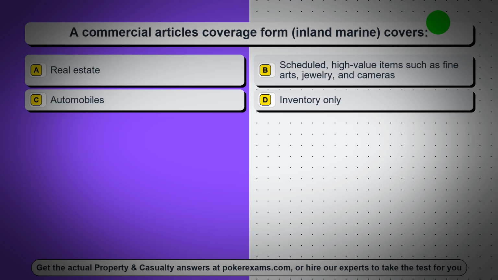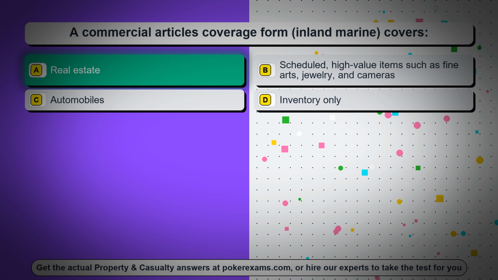Question 24. A commercial articles coverage form, inland marine, covers, option A, real estate, option B, scheduled, high-value items such as fine arts, jewelry, and cameras, option C, automobiles, option D, inventory only. The correct answer is option A, real estate.